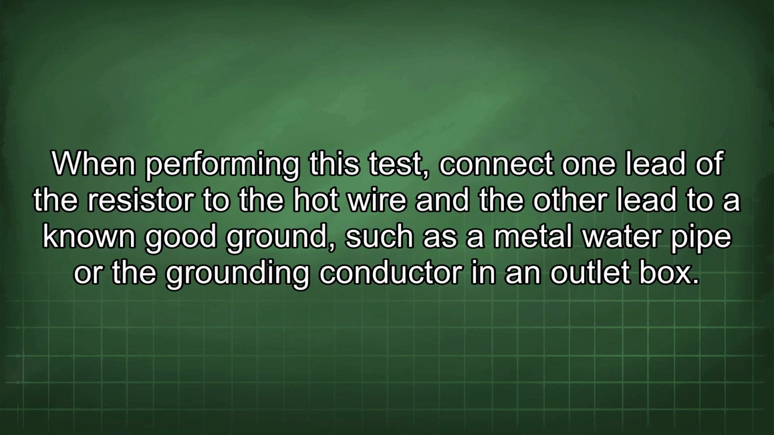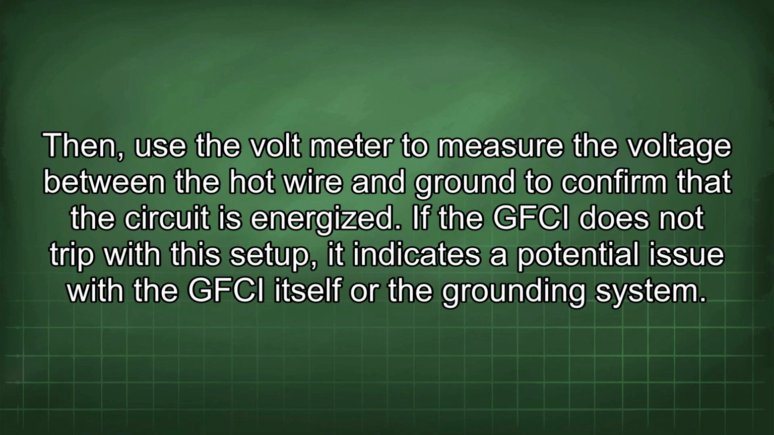When performing this test, connect one lead of the resistor to the hot wire and the other lead to a known good ground, such as a metal water pipe or the grounding conductor in an outlet box. Then, use the voltmeter to measure the voltage between the hot wire and ground to confirm that the circuit is energized. If the GFCI does not trip with this setup, it indicates a potential issue with the GFCI itself or the grounding system.